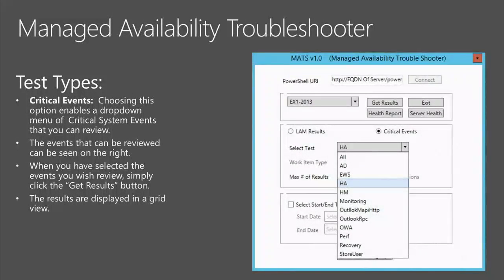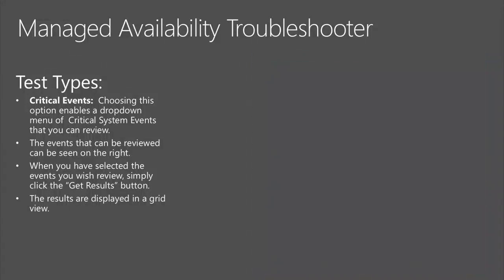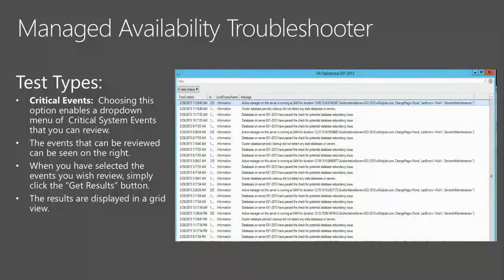Now when we run critical events, as you can see, the radio button is picked here. The drop-down list has all Active Directory, EWS, HA, all the important things that we deem in managed availability. The good thing is these are just in your application and system logs, so you don't have to go too far to actually read these. And again, you just run the Get Results. And this one more time, Jay. Thank you.